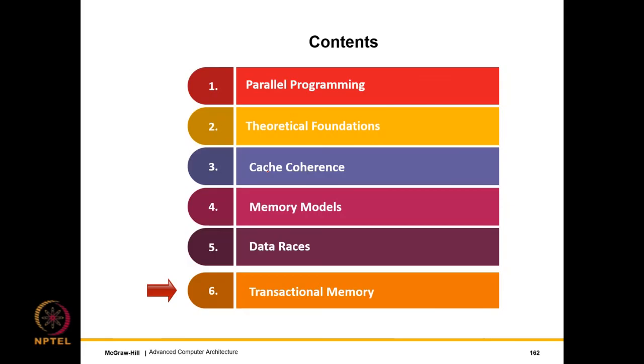Okay, so basically we have discussed a very important component of data race detection. Now what is left is basically transactional memory. Transactional memory is a new paradigm where it is much easier to actually write parallel programs. So we will discuss transactional memory next.